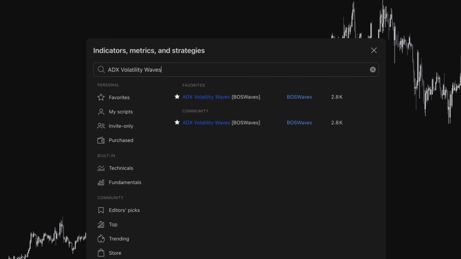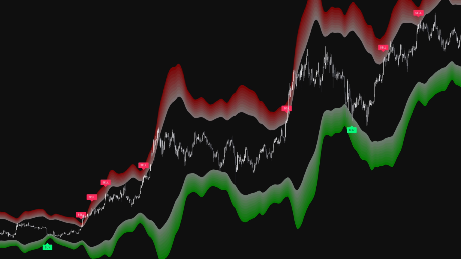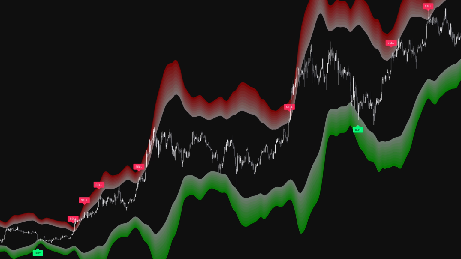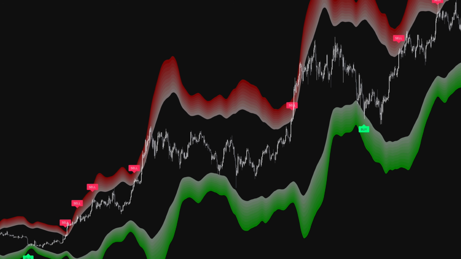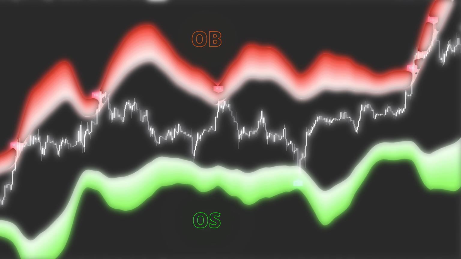ADX Volatility Waves. Created by BOS Waves, this Pine Script indicator fuses ADX trend strength measurements with Bollinger Bands to generate dynamic volatility zones that adapt based on directional momentum. It positions gradient-colored overbought and oversold regions outside traditional Bollinger Bands, with zone width responding to ADX values.